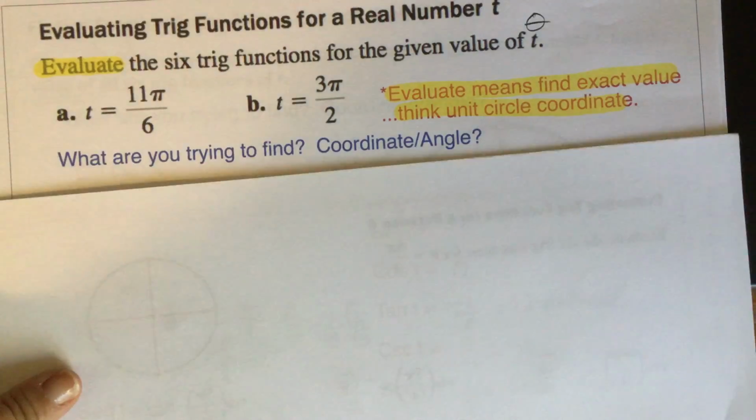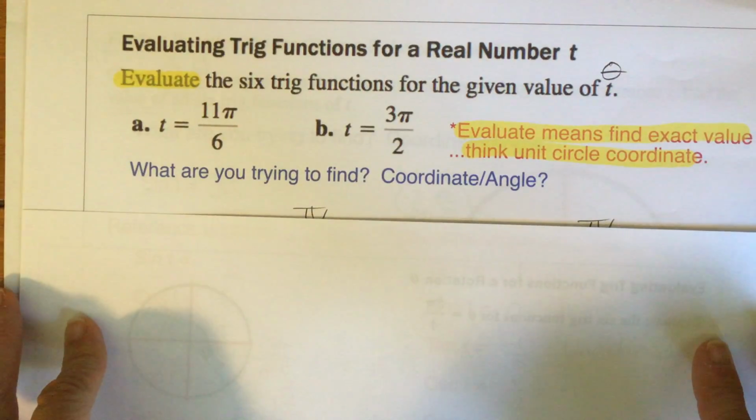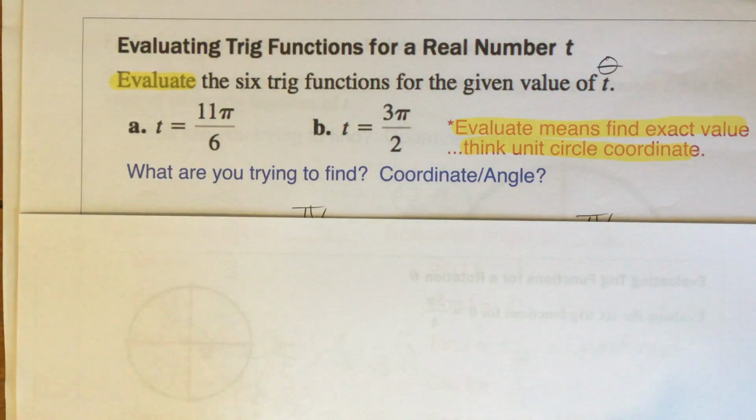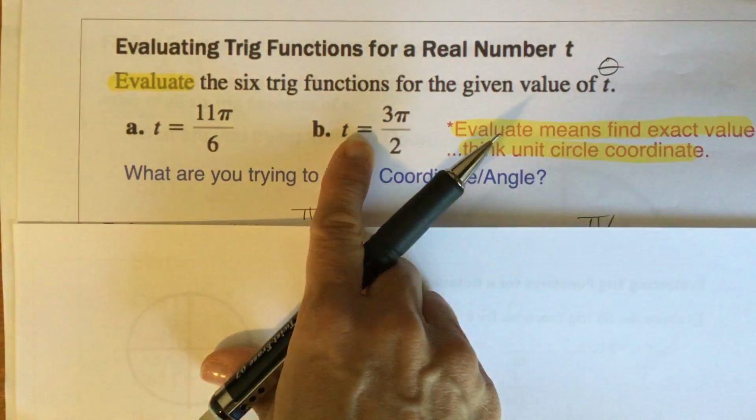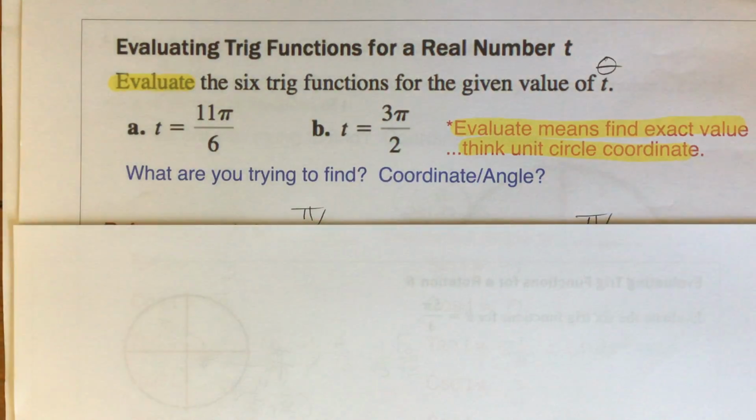All right, so very similar to the previous slide, but instead of calling it theta, we're calling it t. They want you to evaluate the six trig functions for the given value of t. T is the same as theta. It's just that when we get to graphing sine, cosine, tangent, and all the functions, they call it t because you're finding the period along the x-axis, and period denotes time, so it's t for time.